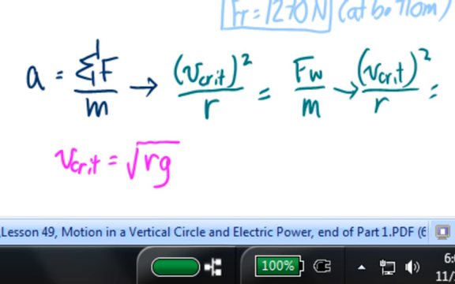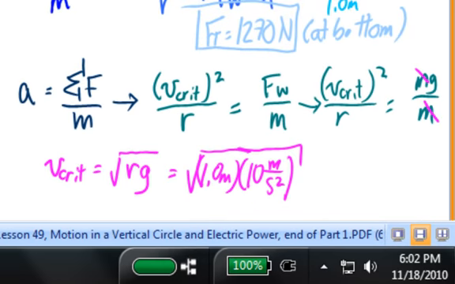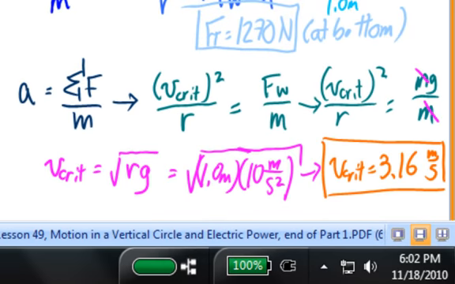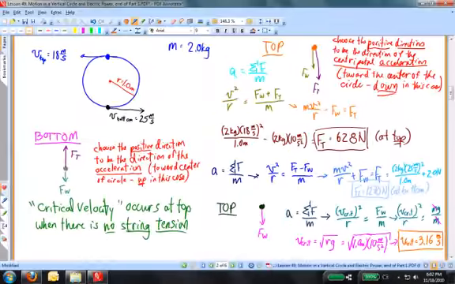And now let's put in the numbers and substitute them into the calculator. I find that the critical velocity is 3.16 meters per second. That solves this problem. Let's go on to the next problem.